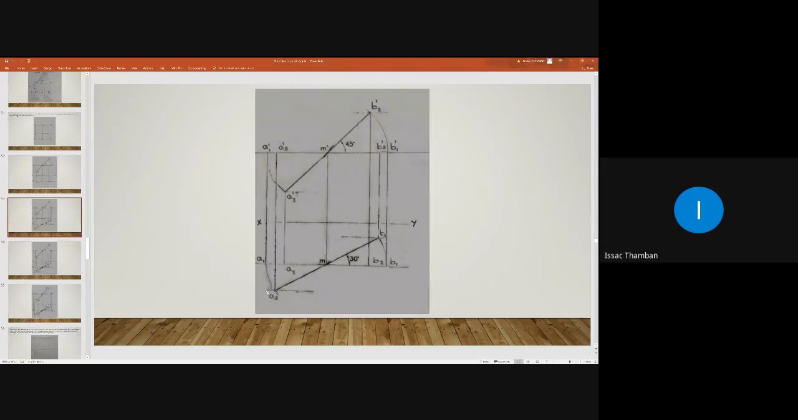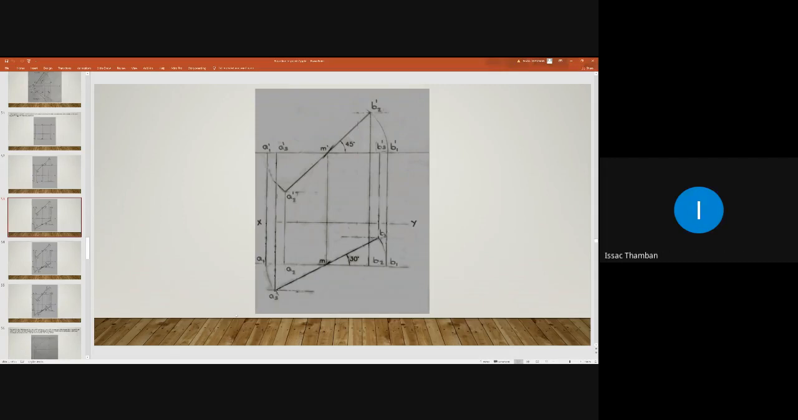Lakshmi, have you completed this 30-degree line? Draw a 30-degree line of sufficient length. For the time being, you can't mark the position of A3 and B3. There must be sufficient length. It must be a thin line. Is it over, Lakshmi?